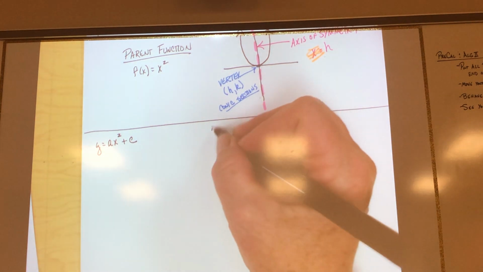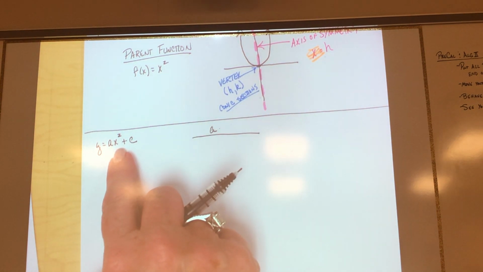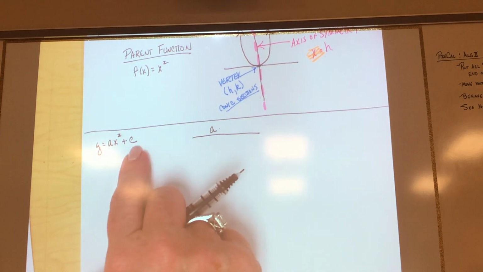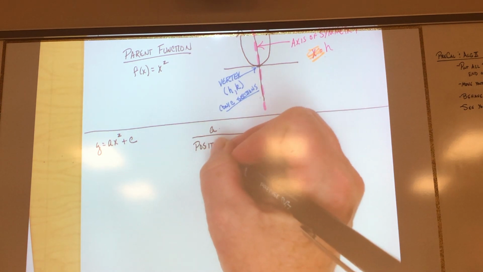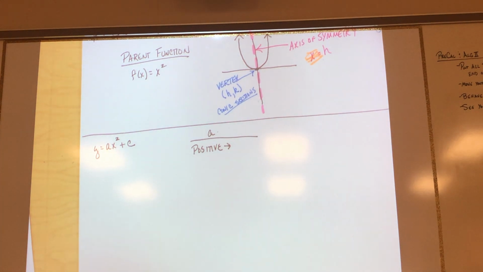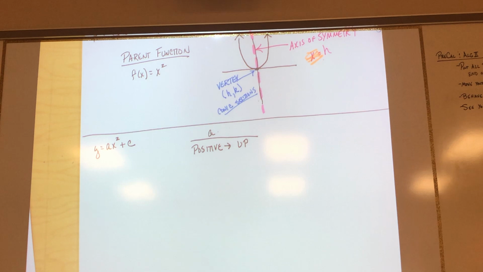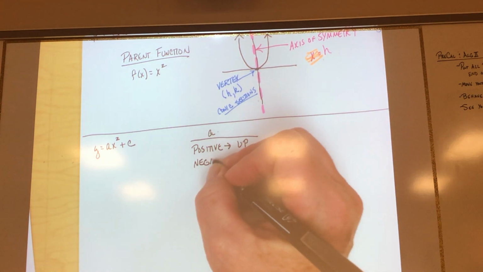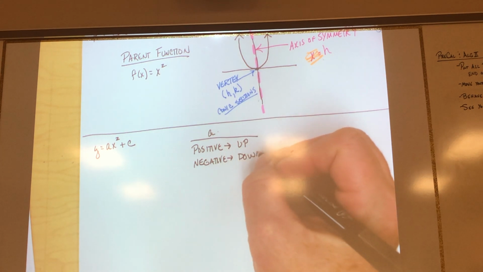Okay, so let's talk about what effect this A has on this graph. What does A do to my graph? Well, first of all, if A is positive, what happens to my parabola? He opens up. See, you already knew that. Okay, if A is positive, he opens up. What if A is negative? Yeah. Then he's going to open down.